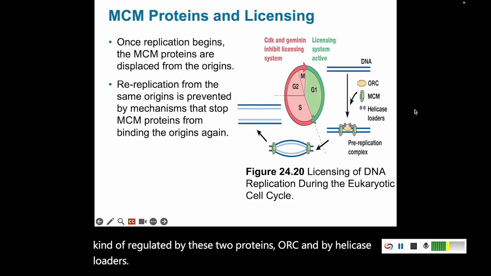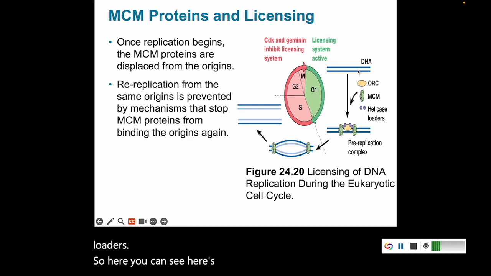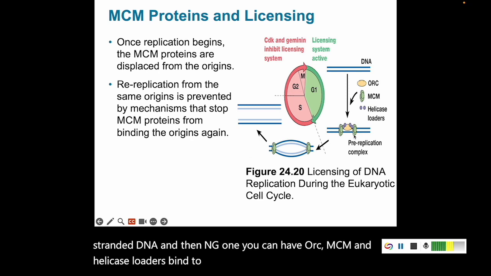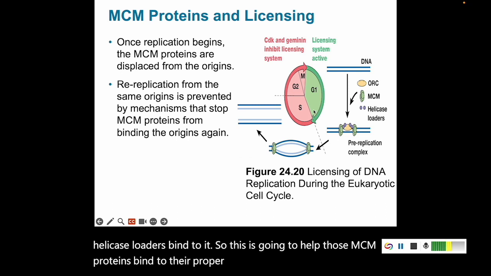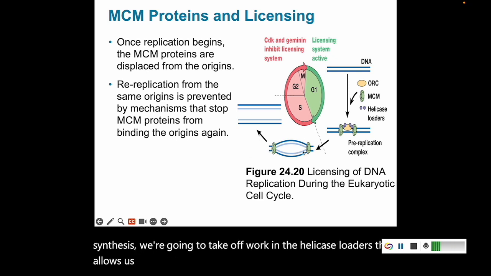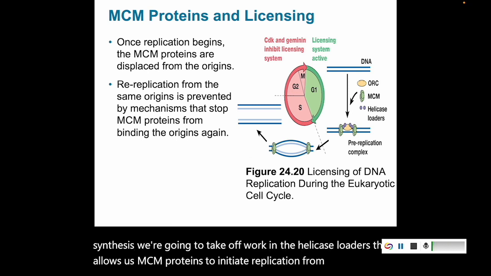So here you can see your DNA, starting in G1, your double-stranded DNA. And then in G1, you can have ORC, MCM, and helicase loaders bind to it. This is going to help those MCM proteins bind to their proper place. Then when it's ready for synthesis, we're going to take off ORC and the helicase loaders. That allows those MCM proteins to initiate replication from those origins of replication.